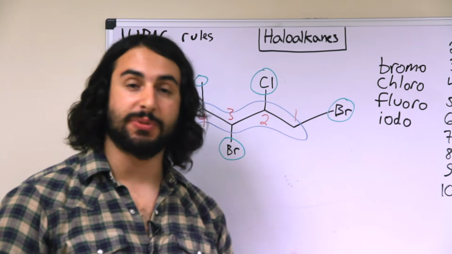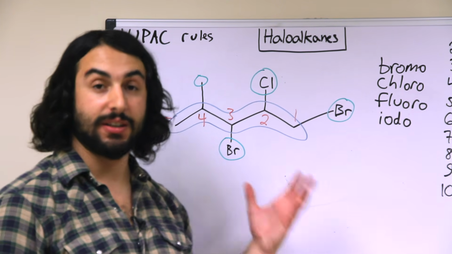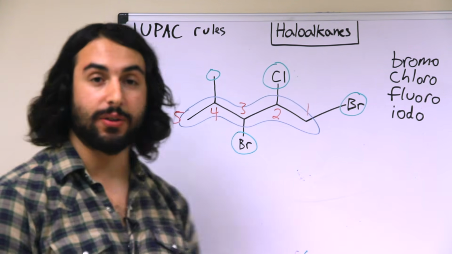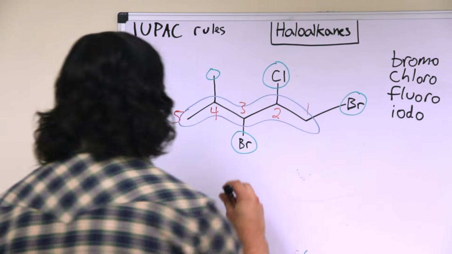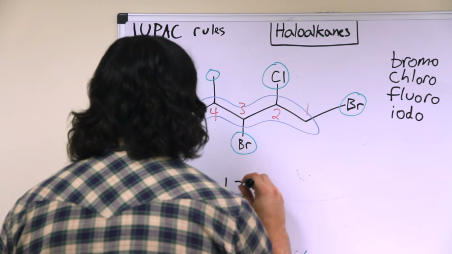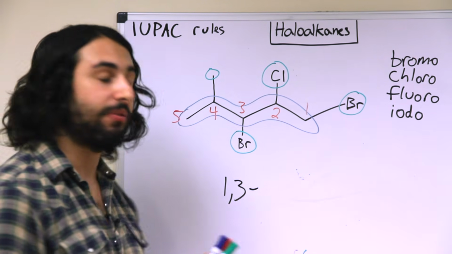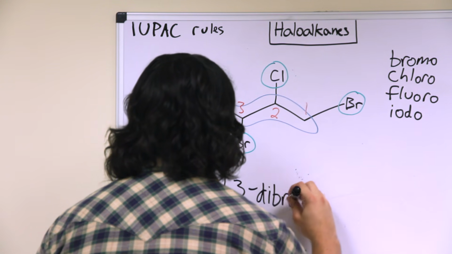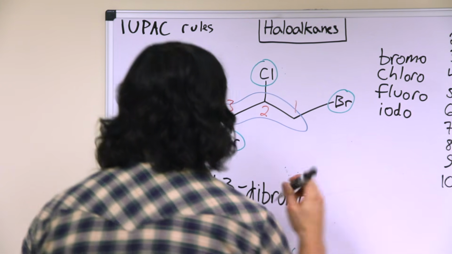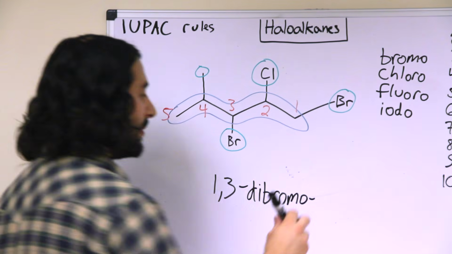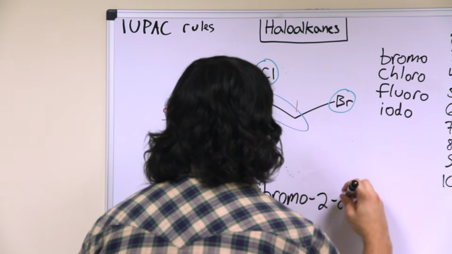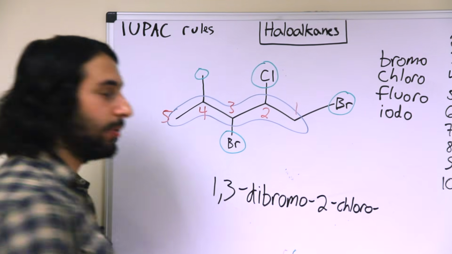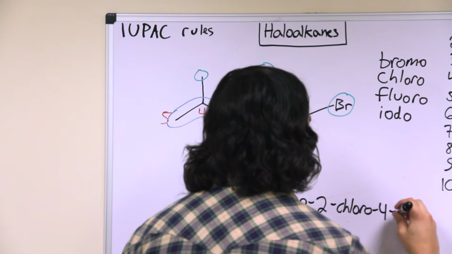So the substituent that occurs soonest alphabetically is bromine, and we have 2 of them, one on carbon 1 and another on carbon 3. So we will list that first. But we do have 2 of them, so we will list them simultaneously. It's going to be 1,3-dibromo. Next, we have a chlorine on carbon 2, so that is 2-chloro. And then lastly, the methyl group on carbon 4.